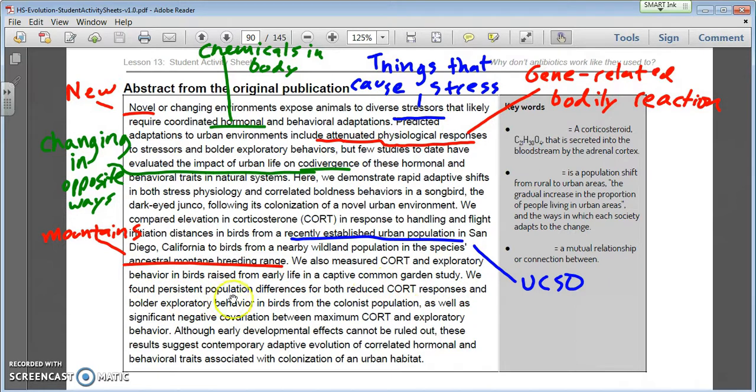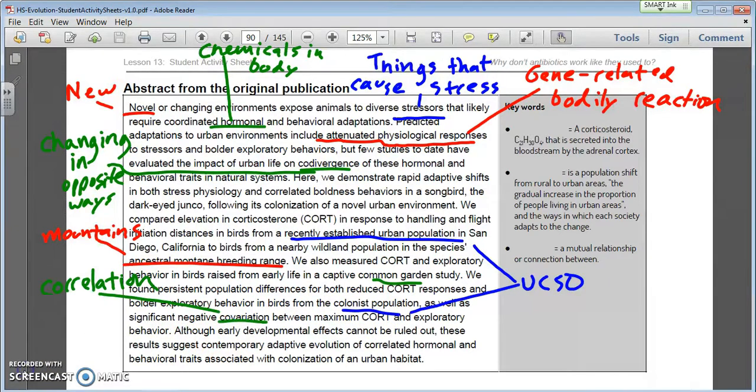We found persistent population differences for both reduced court responses and bolder exploratory behavior in birds from the colonist population, that's talking about UCSD, as well as significant negative covariation between maximum court and exploratory behavior. Covariation in this case just means correlation.